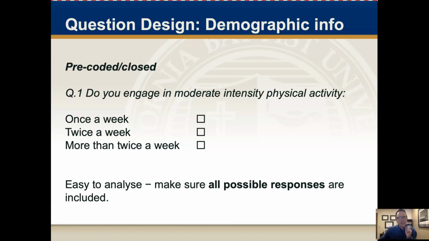So the point is, I use pre-coded questions when I want to compare groups on a particular response to a question. And I would ask this type of question, of course, because it makes it easy to analyze differences, in this case, between those who exercise multiple times per week at a moderate level of intensity versus those who might not exercise at a moderate intensity at all.